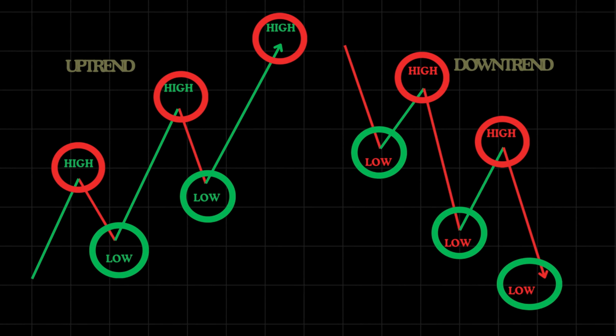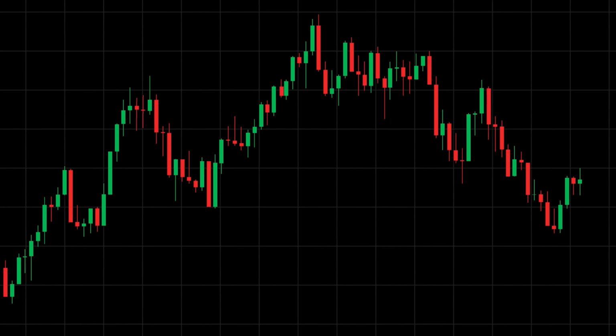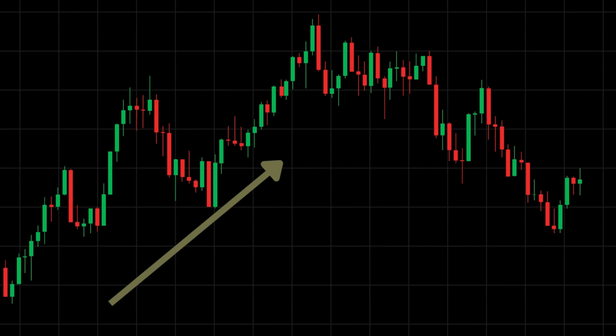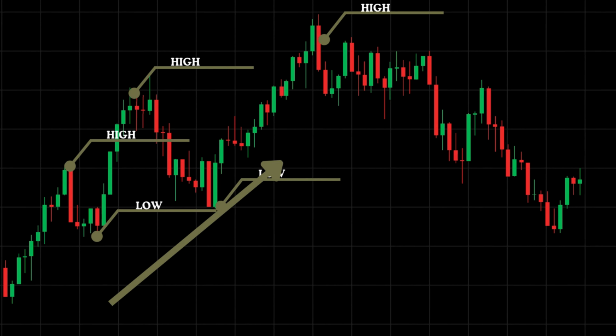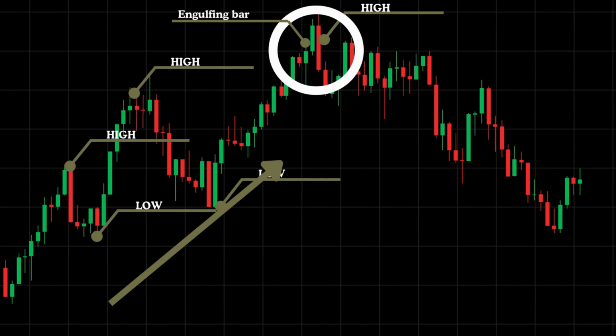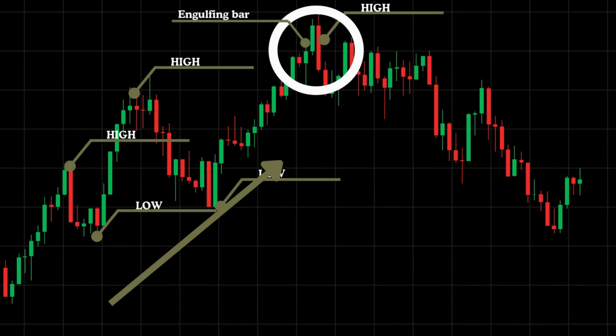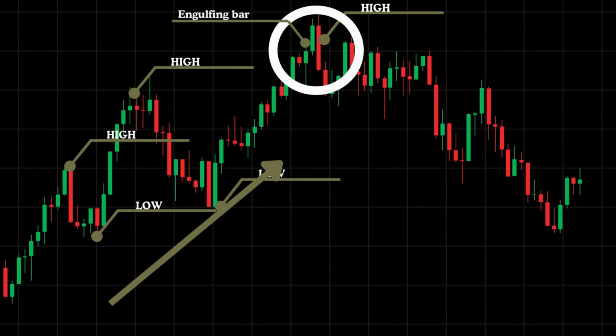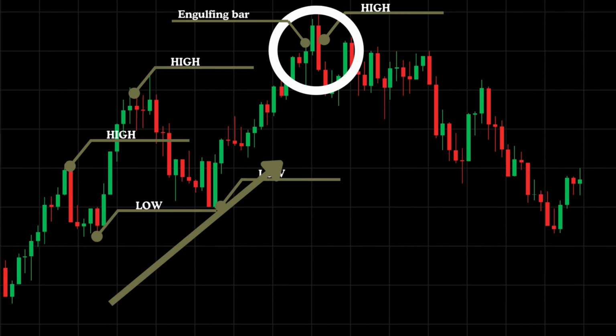This makes it easier to understand. Let me give you an example. Look at this chart. You can see we have an uptrend here. After reaching the 3rd high, the price formed a bearish engulfing candle, which is a strong reversal signal. But we will not place a short position yet. We will wait for confirmation that the market is shifting into a downtrend.